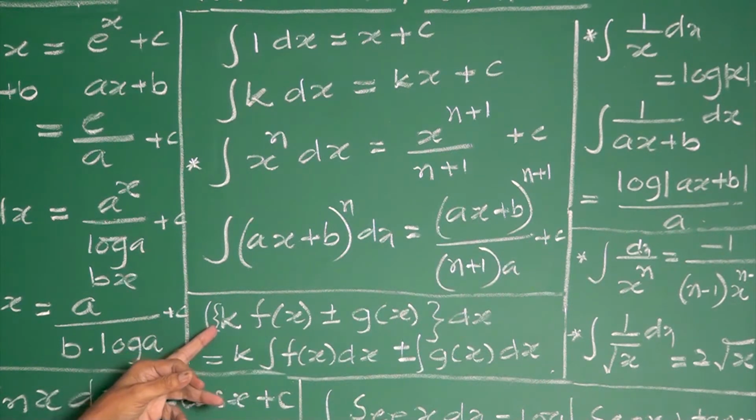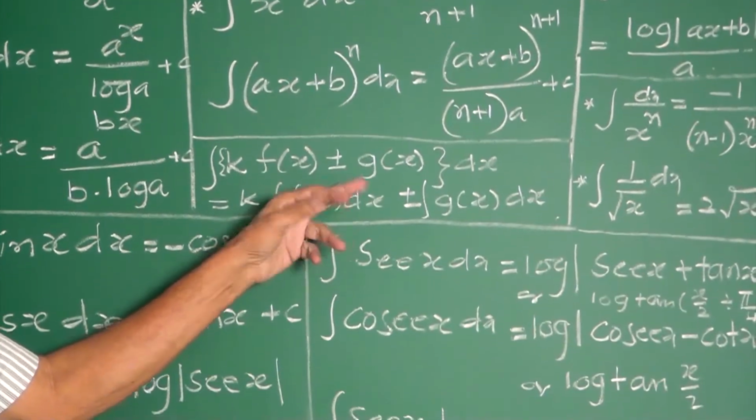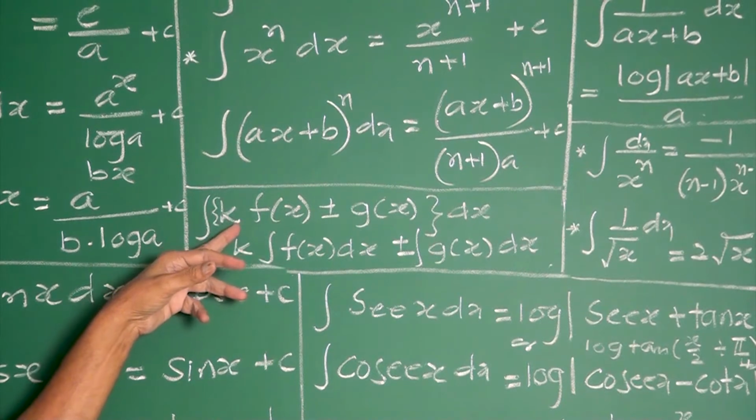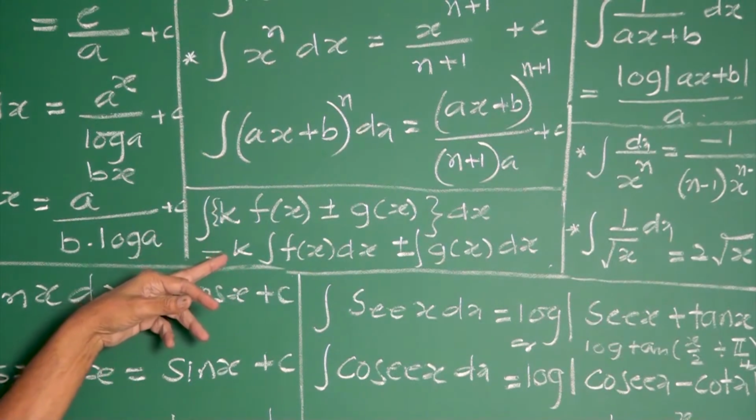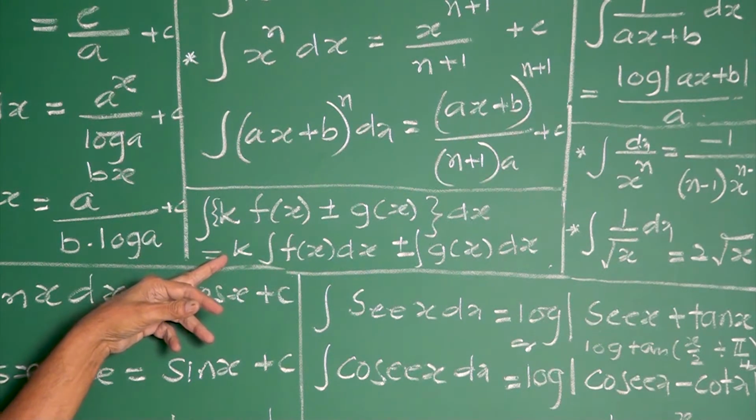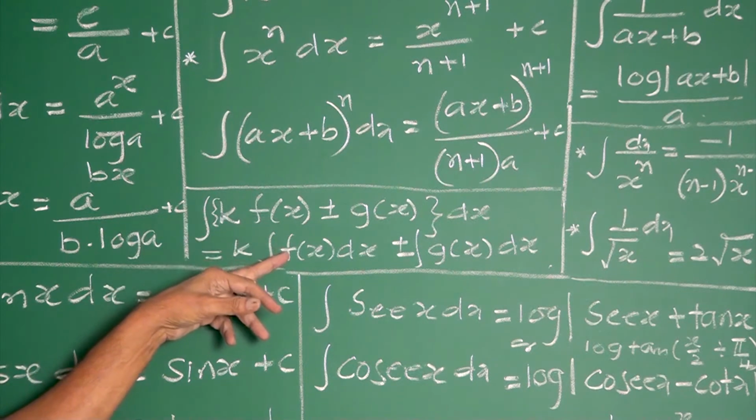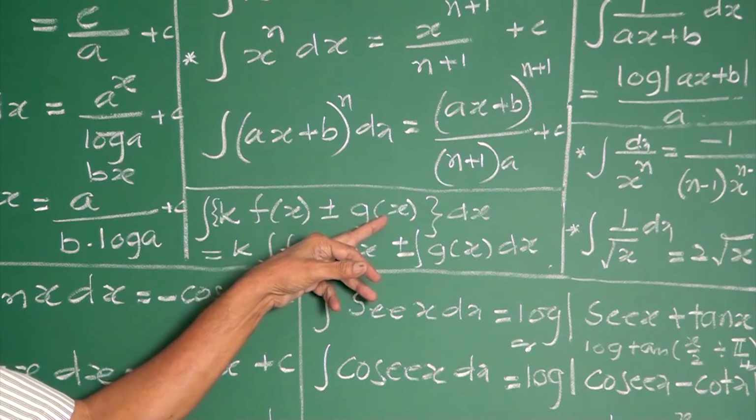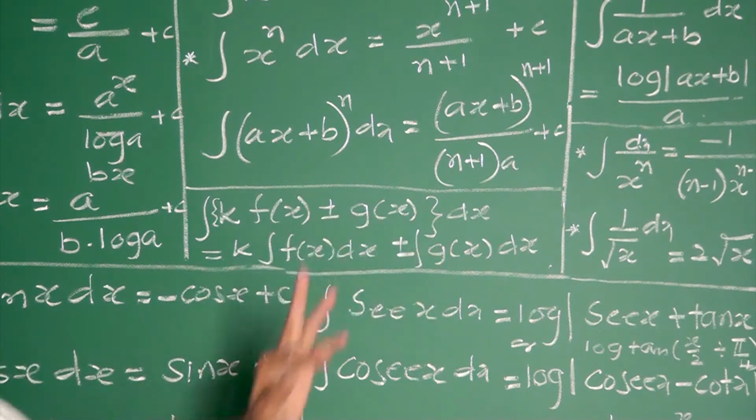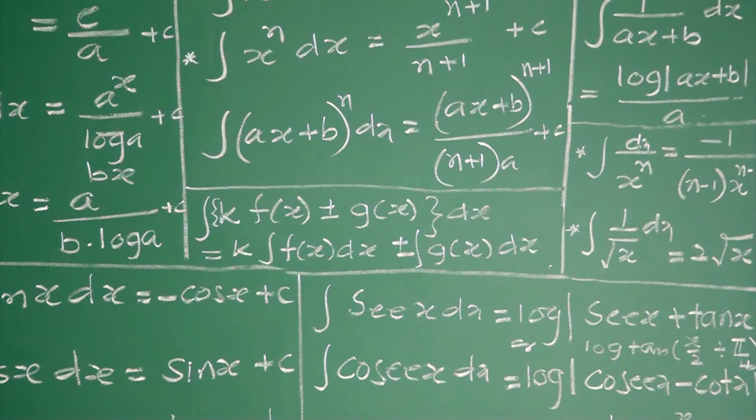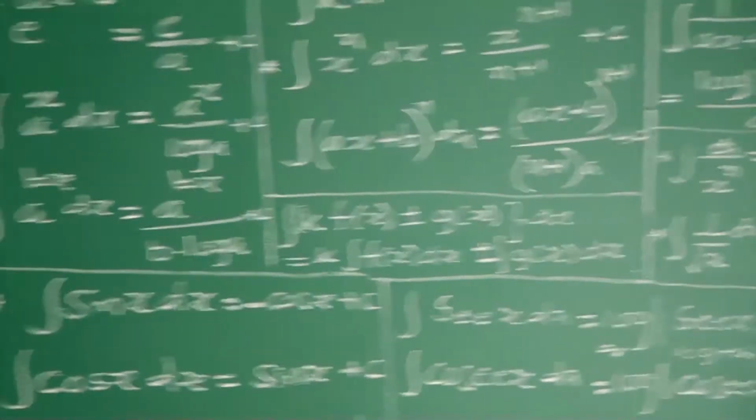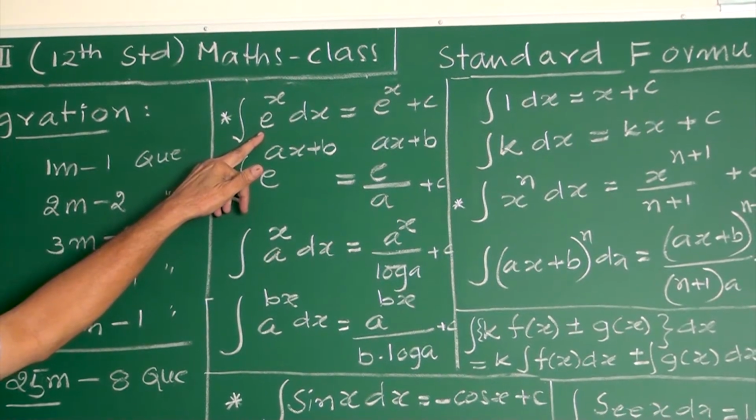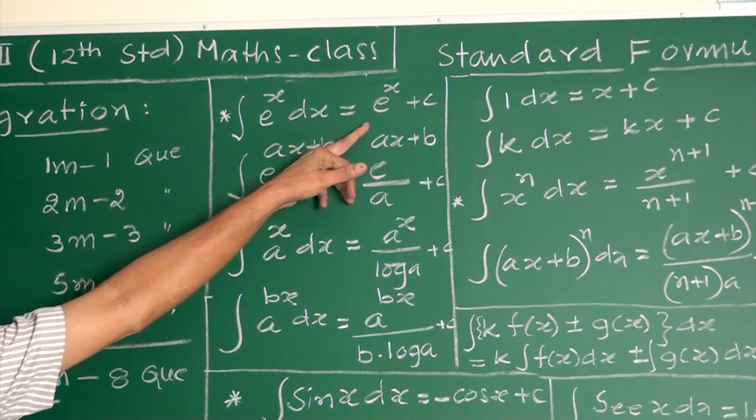This algebra, integral of k f(x) plus or minus g(x). It is sum of the integrals. If any constant coefficient is inside, that constant coefficient comes directly outside the integral sign, then it is integral of f(x) plus is plus, minus is minus, integral of the second function g(x) dx. Yes, my friends. These are with exponential functions. Exponential functions. Integral e to the power x dx. e to the power x.